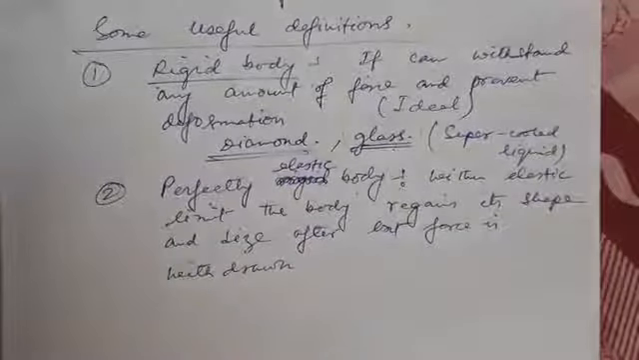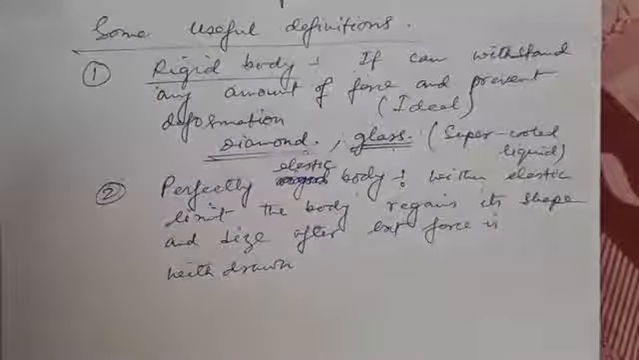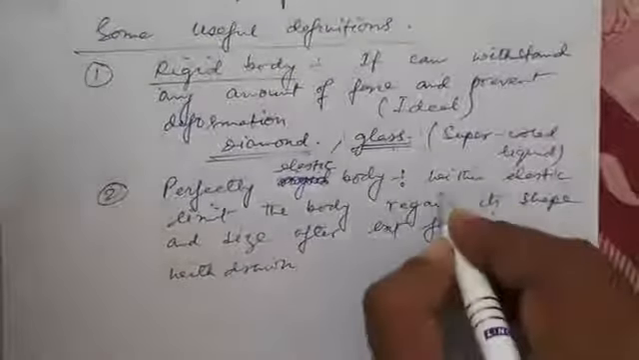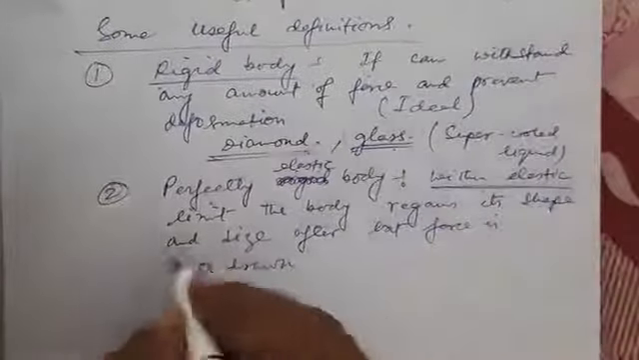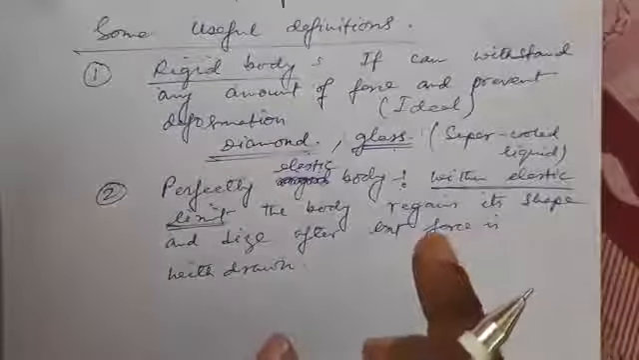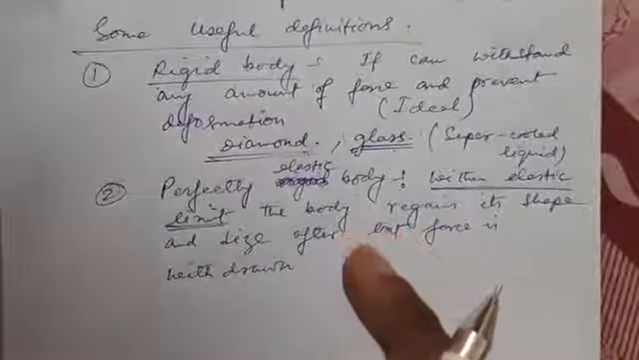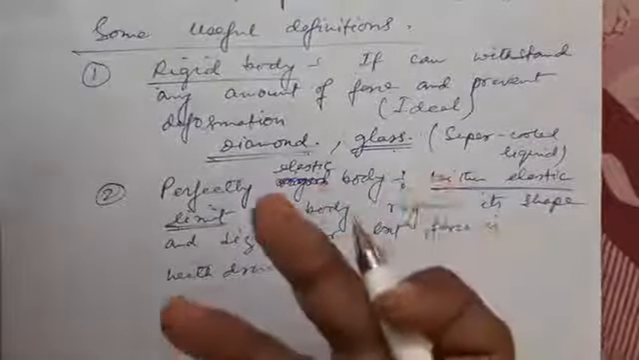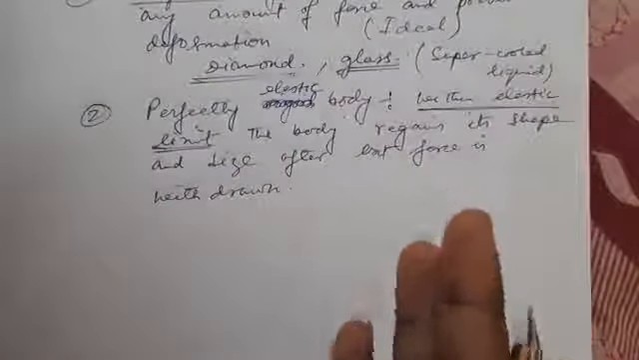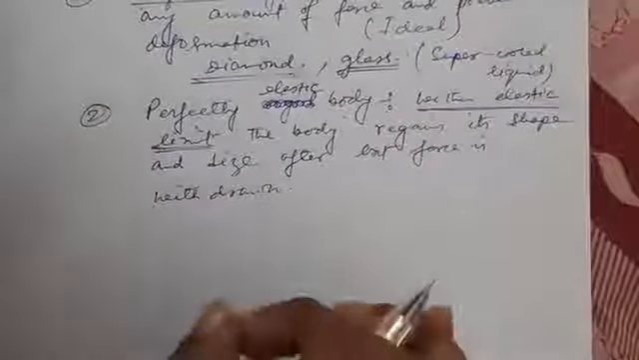After the external force is withdrawn, the body regains its shape and size. But the most important point is that this holds only within the elastic limit. If the limit is crossed, the body will not return to its original shape and size. Different materials have different elastic limits. Now, what do we mean by that? We can say that every body is perfectly elastic within its elastic limit.